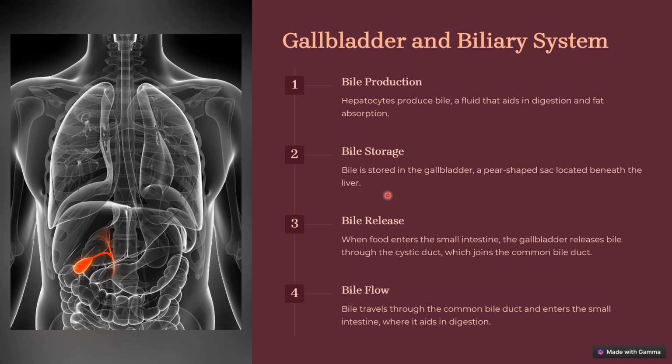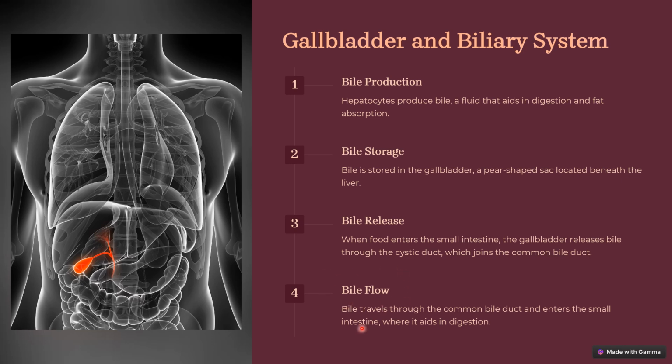Bile storage. Bile is stored in the gallbladder, a pear-shaped sac located beneath the liver. When food enters the small intestine, the bile is released. I have already discussed this in the esophagus and stomach videos, so kindly have a look at those videos as well. When the food enters the small intestine, the gallbladder releases bile through the cystic duct, which joins the common bile duct.